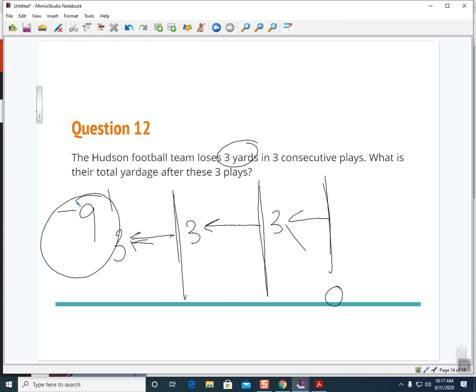I had one student that said, when I saw that they lost 3 yards in 3 plays, he thought that was just the total, those 3 yards in 3 consecutive plays, and so he thought the answer was negative 3. My original intention was to get you to negative 9, but I can understand where you would have gotten negative 3 as well. So that's all of the questions. I just kind of wanted to go over a couple concepts with you before we moved on to our next stuff today.